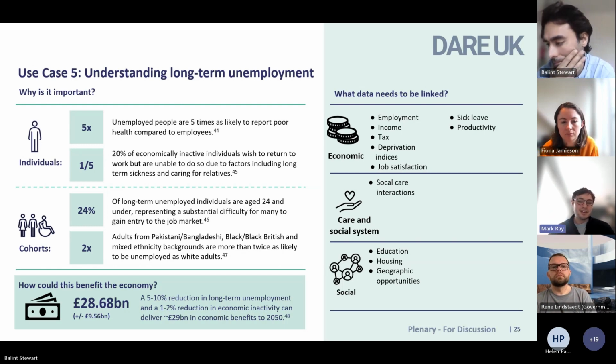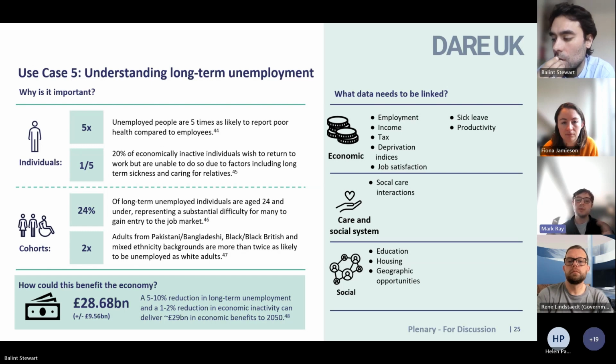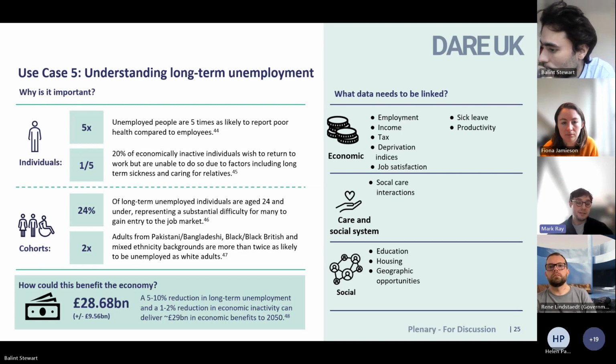So our modelling indicates that a 5 to 10% reduction in long-term unemployment and a smaller 1 to 2% reduction in economic inactivity amongst those who would like to be employed can provide economic benefits of almost £29 billion to 2050. And as has already been mentioned, connected sensitive data across domains is central to understanding this problem, but what data is actually being linked?